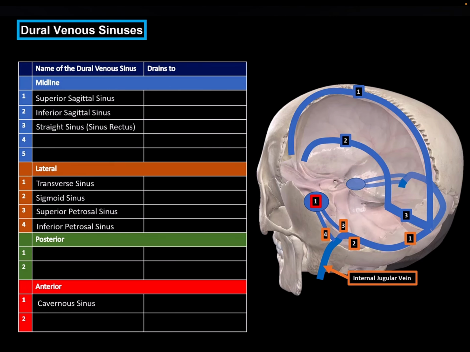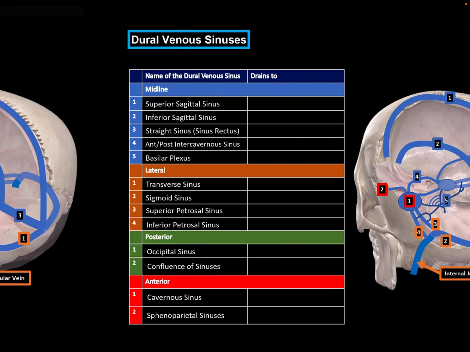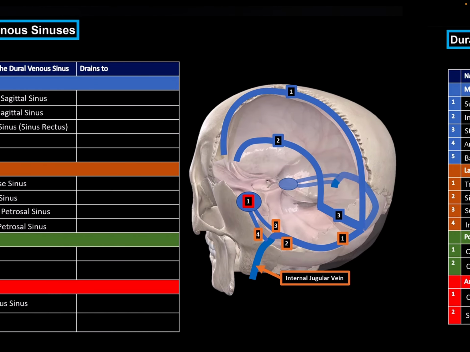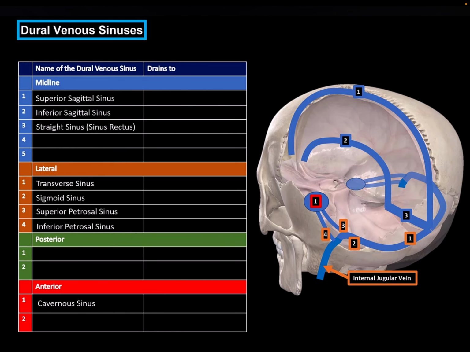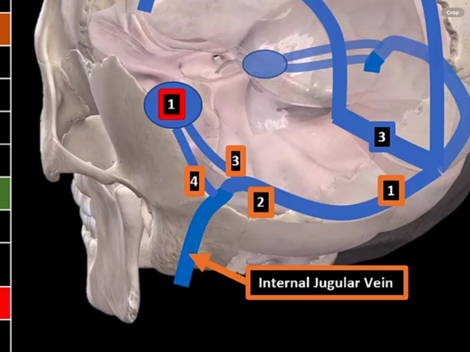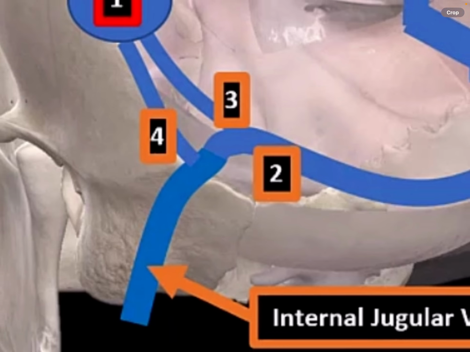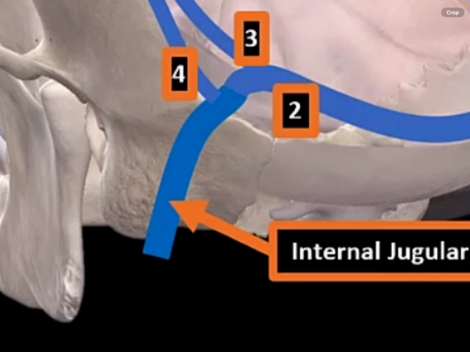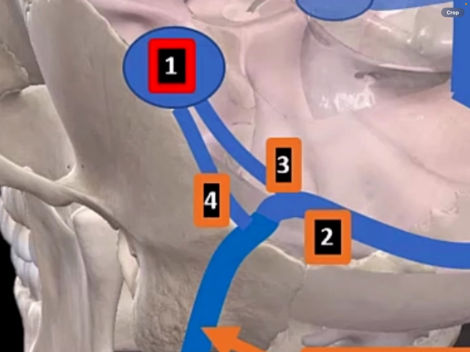This is a clear picture because it includes all the important things and it's a cleaned-up version. Here it's a little more complicated. Now, in the lateral aspect, you can see the transverse sinus. The first is the transverse sinus, then it forms the sigmoid sinus, and then it drains into the internal jugular vein. Here you can see the petrosal veins.